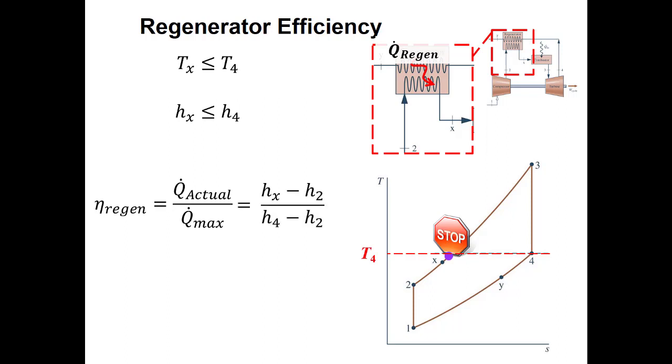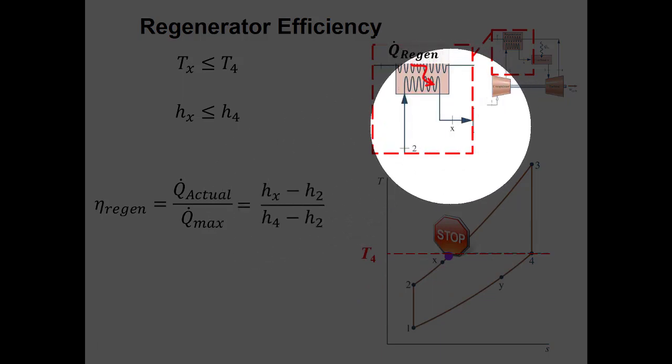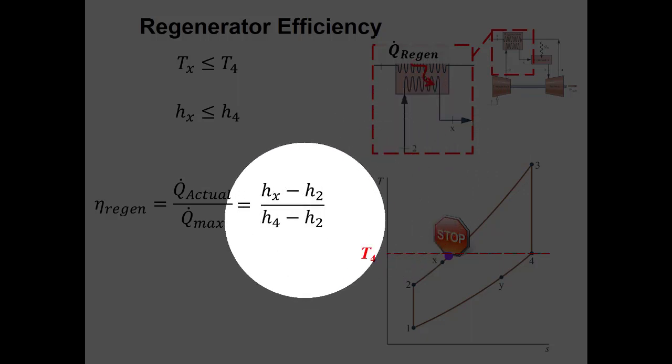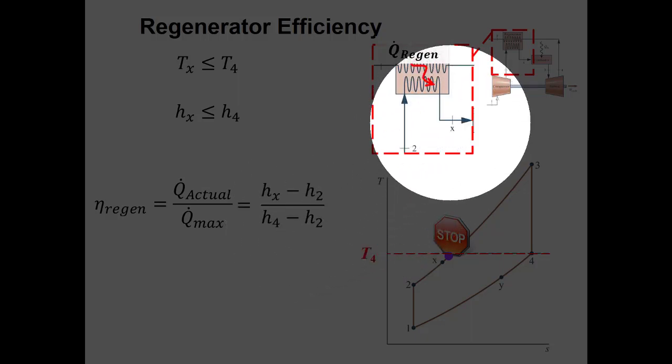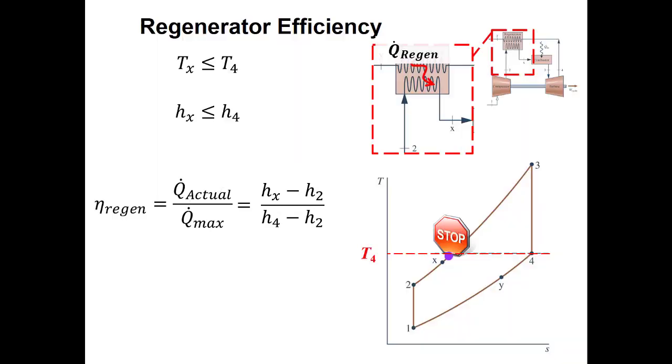So our actual heat transfer is going to be h out minus h in. So that's hx minus h2, right? So the outlet of this side minus the inlet of this side. But the maximum would be if the outlet of this cold side of our heat exchanger was the same as the inlet. So our maximum heat transfer rate here is h4 minus h2.